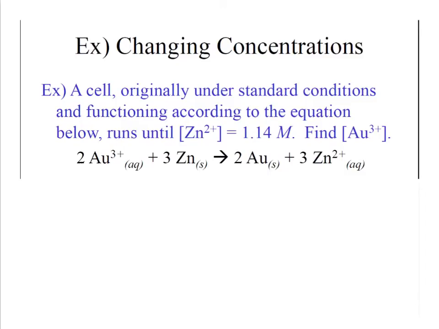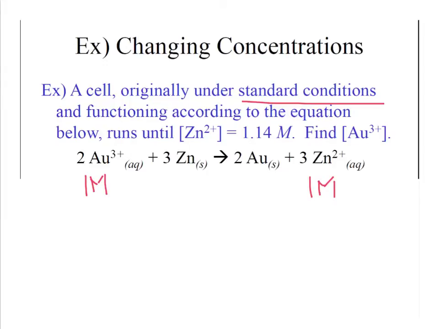So here's a question then. Let's say we have a cell that was at standard state conditions and it was functioning according to the equation that's written right here. It'll run until zinc 2 plus is equal to 1.14 molar. And we want to find the concentration at that point of the gold ions. So notice that this reaction is at standard conditions, which means both of our ions in the solution are starting out at 1 molar. Okay, so right at the beginning they are at 1 molar.